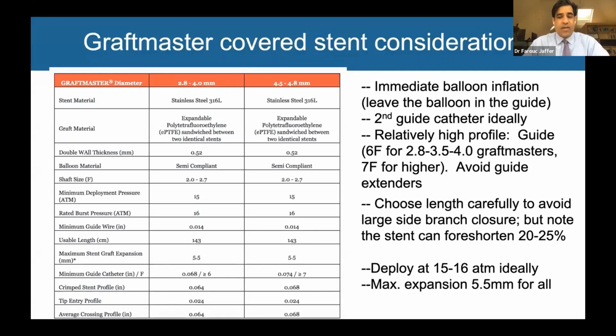It's important to dilate at high pressure, 16 atmospheres, and then further post-dilate. One of the important features is to realize that they can all be expanded to 5.5 millimeters. So if you only have a 2.8 on the shelf in a large perforation, it's still an option to deploy that and then dilate it.